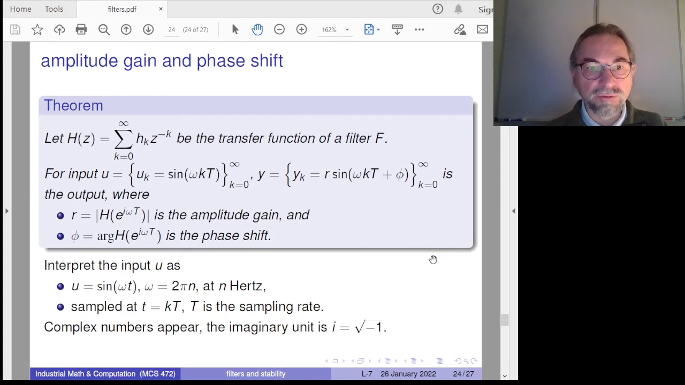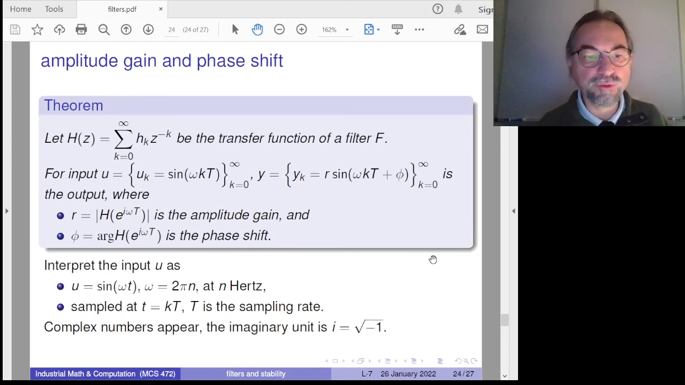I've tried to tell this theorem in a natural way, but let's look at it again. We have an input. We look at a sine function. At the beginning we had 2 times pi times t, so we had 1 hertz. We sampled it at 8 hertz, so we had a sampling rate. And we looked at the samples. That was the input.